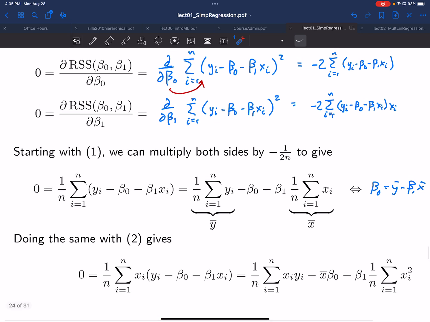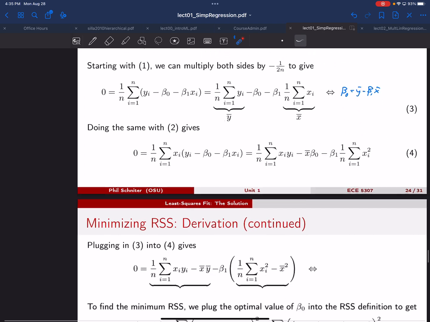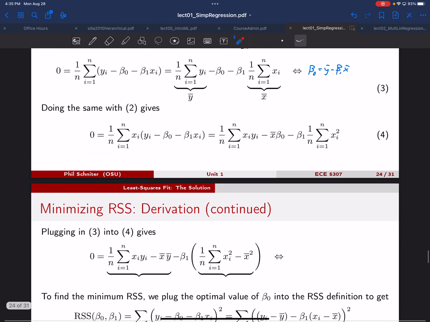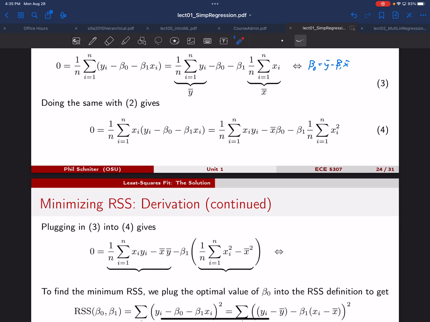Okay. So is everybody good so far? Ready to move on? Okay. So let's plug. So in this equation, we have this beta 0 term, but we actually have an expression for beta 0 in terms of beta 1. So let's plug that in. Plug this into here. And as a result, we will have something in terms of beta 1 and then something else in terms of beta 1, and now we can solve for beta 1.